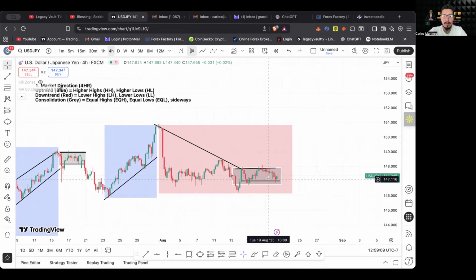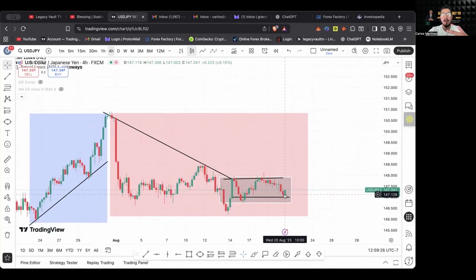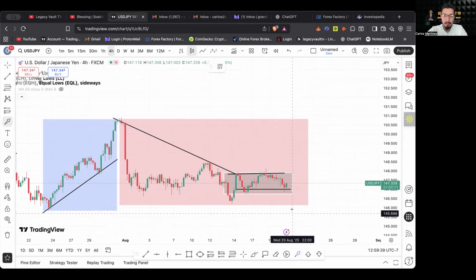So we may see a continuation to the downside once we see a break of structure, or it could break above and it could result in a change of direction to the upside. But as of right now, we're waiting to see whether there is a change of direction on Euro USD. We're waiting for a break of structure. So it could either break above or below. But there's higher chances that it may break below for a continuation.